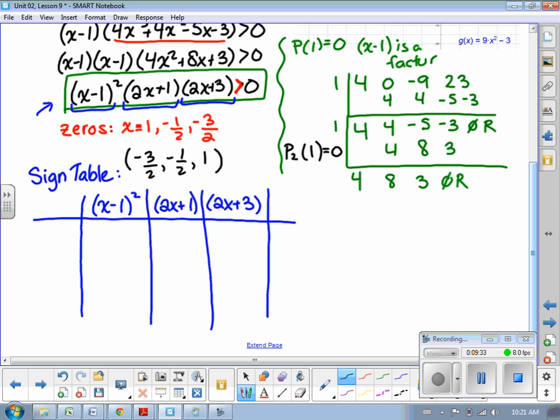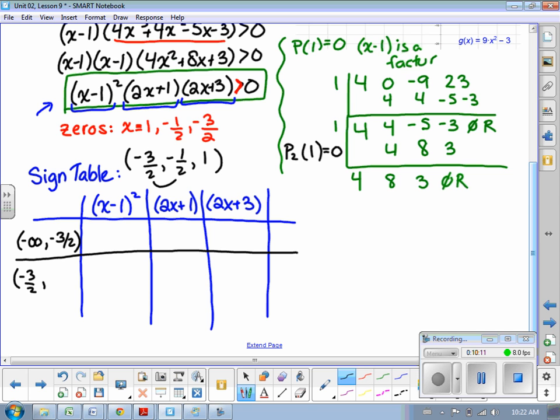And we want to separate our graph to the left of all of these zeros, in between each zero, and to the right of all of these zeros. So to the left is going to be the section that is less than negative 3 over 2. So you can write x is less than negative 3 over 2, or you can use our notation from the previous unit, where it said between negative infinity and negative 3 over 2. So that's the far left side of our graph. The next section is going to be between negative 3 over 2 and negative 1/2.